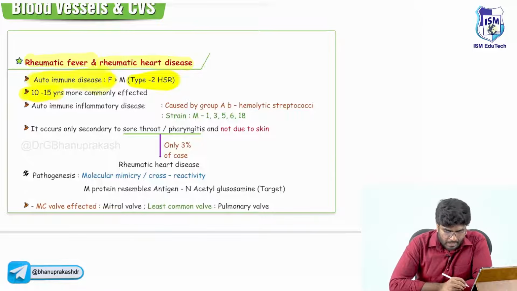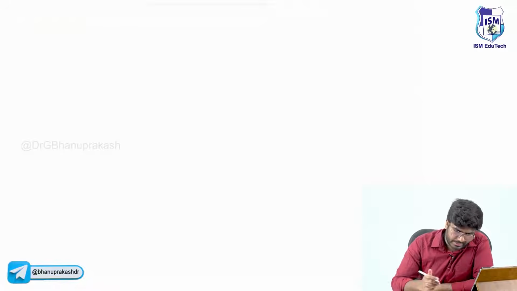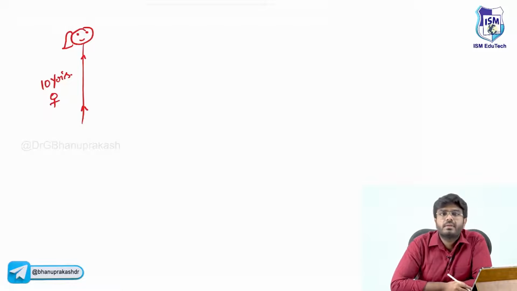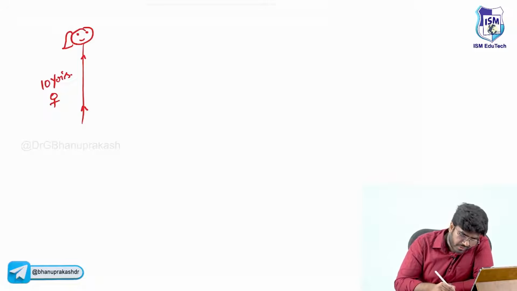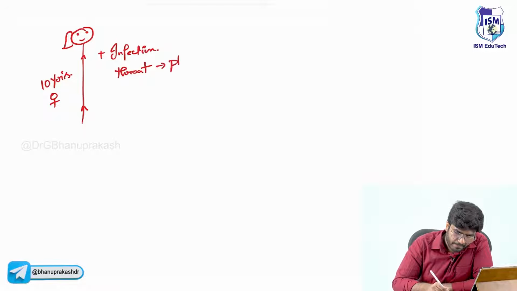Now, why is there this autoimmunity? Let me tell you in a simple way. Imagine there is this one child, a happy child, such a small child of, for example, 10 years, female. Now this 10-year-old female got an infection in her throat. Throat infection, that is pharyngitis.